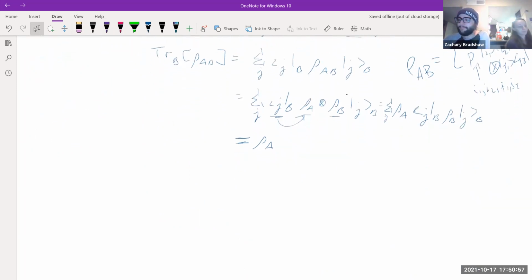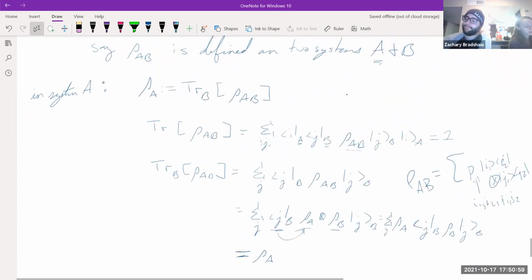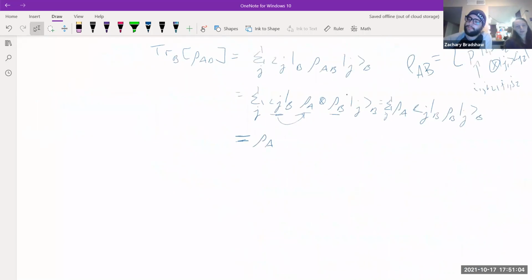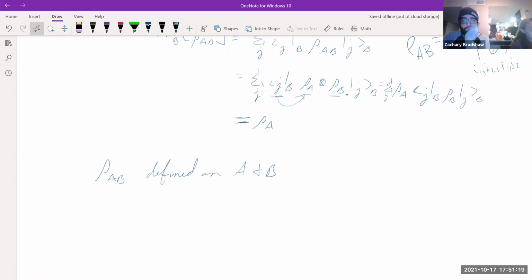Okay, so now that we've defined a partial trace, how can I use this to describe how you can get a mixed state? So once again, we have row AB defined on systems A and B, okay? And suppose it's of a particular form where it's a maximally entangled state. So we've seen those before.